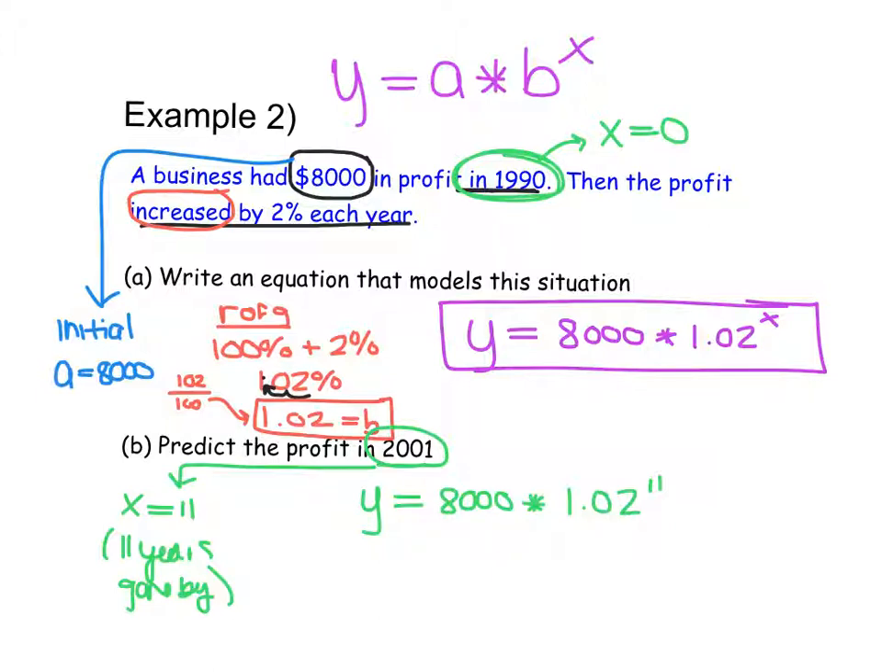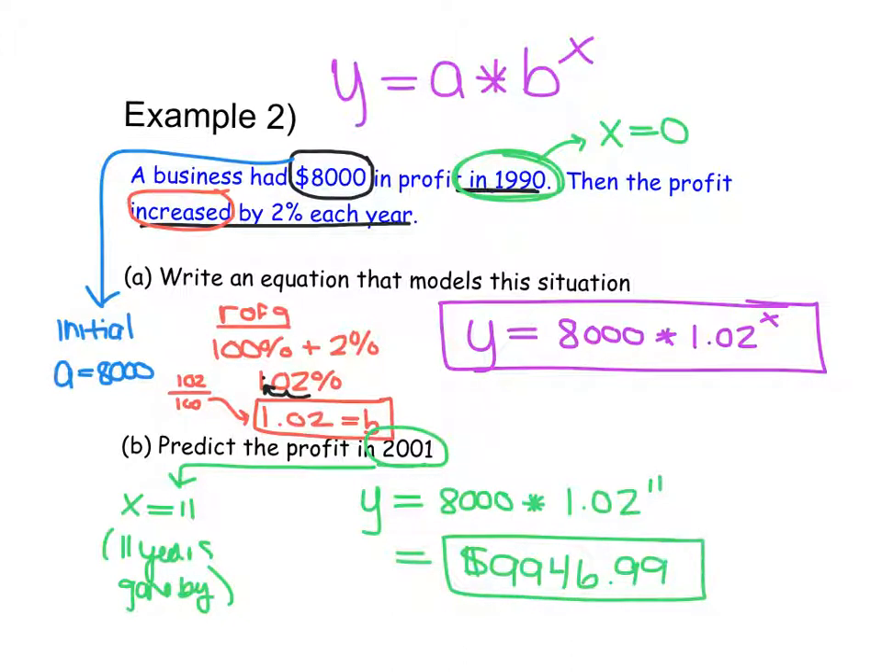And if we plug that in, remember you want to use your caret key, we find that we will then make in profit in 2001 approximately $9,946.99. So our profit has increased by almost $2,000 per year in the past 11 years.